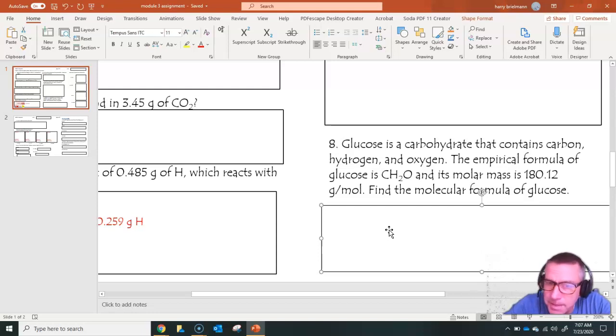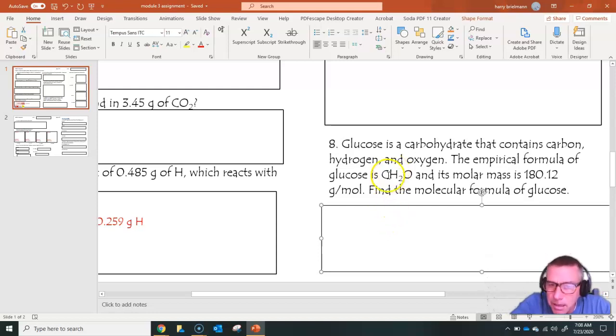The empirical formula is, for every 1 carbon, you have 2 hydrogens and 1 oxygen. That means it's the simplest ratio. They want the molecular formula, and by that, they mean it's going to be some multiple of that. Sure, there's a ratio of 1 to 2 to 1, but that could also mean that it's C2H4O2, C3H6O3, etc. And to do that, all we need to do is scale it.